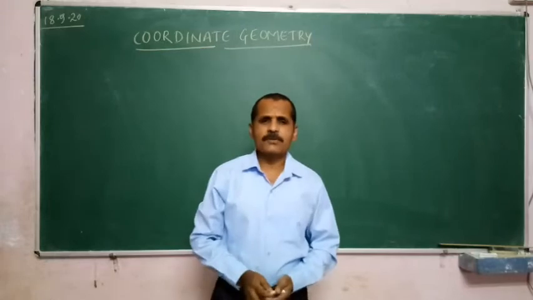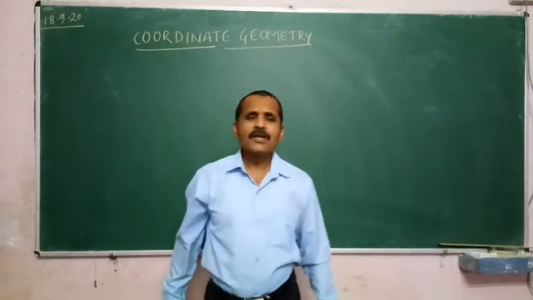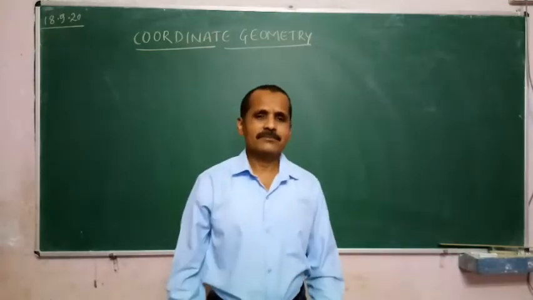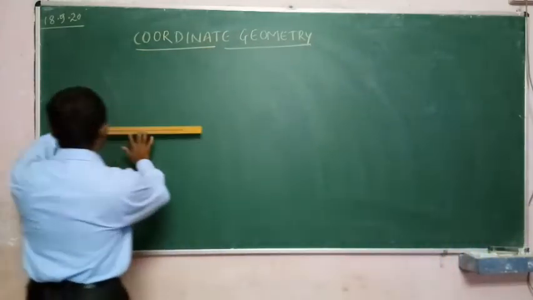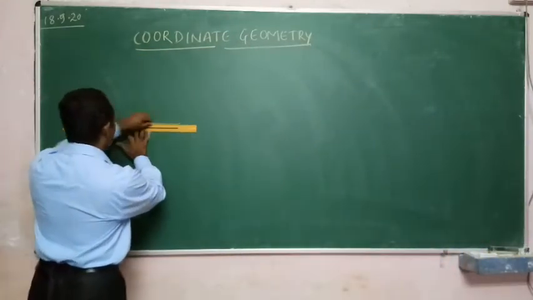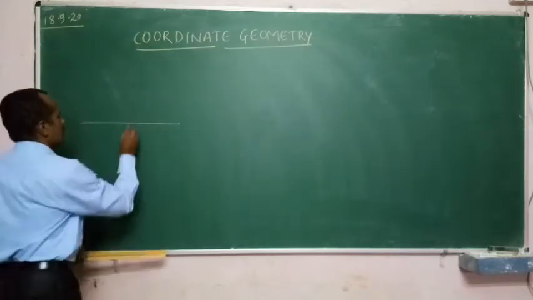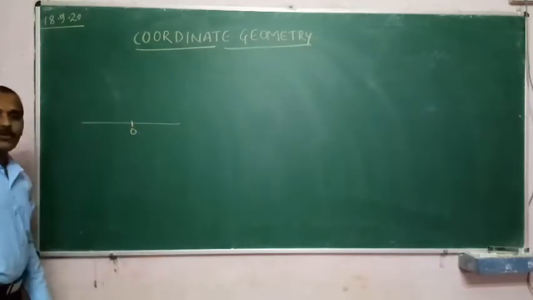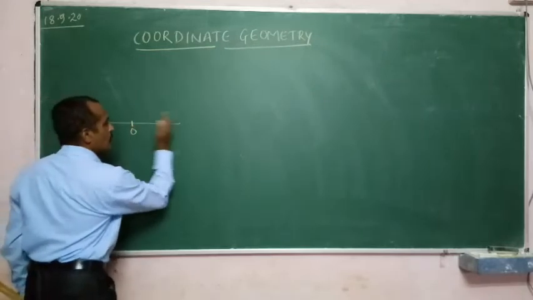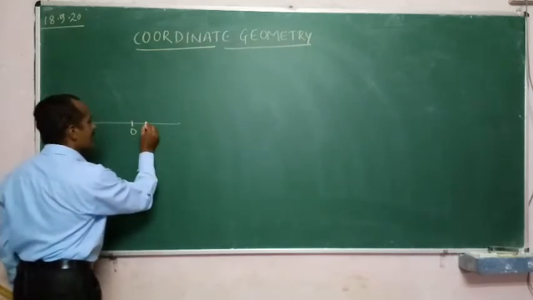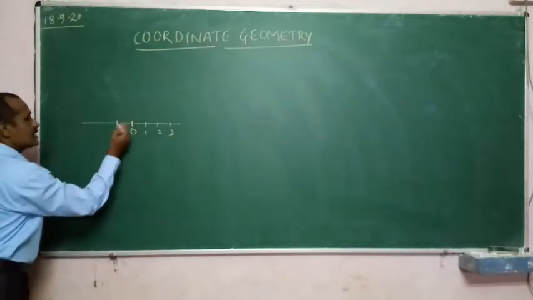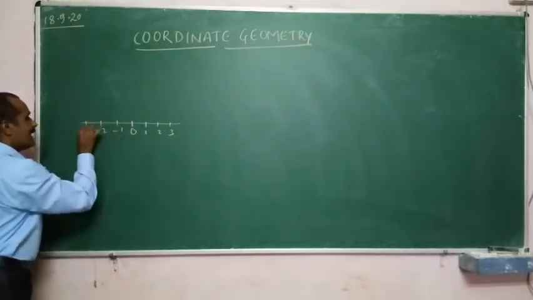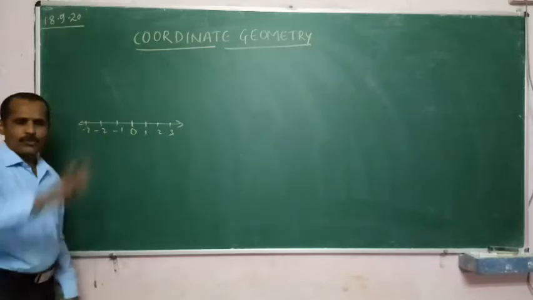Before I start this chapter, what you know so far, you know about a number line. In the number line, you know that this is a reference point 0. From 0 towards the right side, there are positive numbers, and towards the left side, we are having negative numbers. This much only you know.